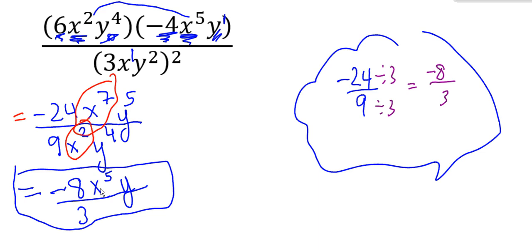It's negative 8 x to the 5 y over 3, which, by the way, is exactly the same thing as if I wrote it like this. So I sort of create a fraction instead of a big fraction. So whichever way you write it is perfectly fine.